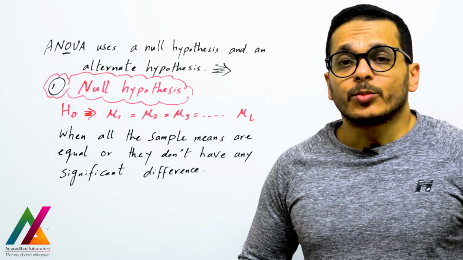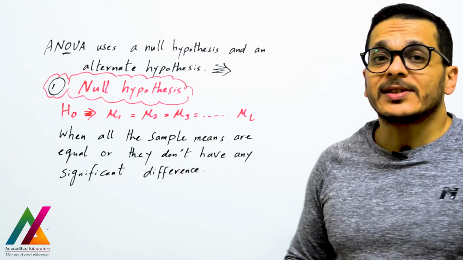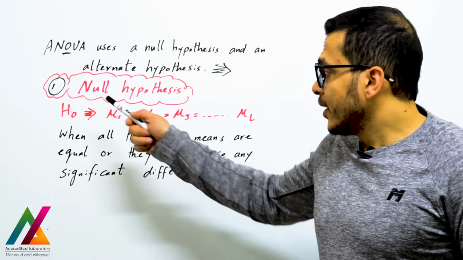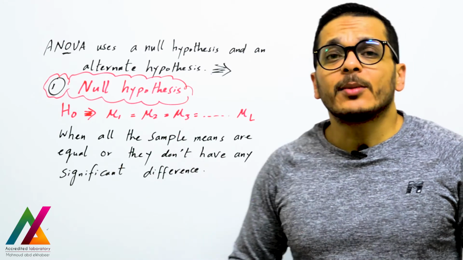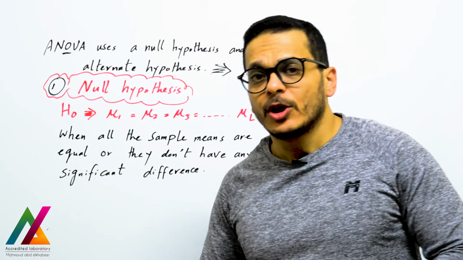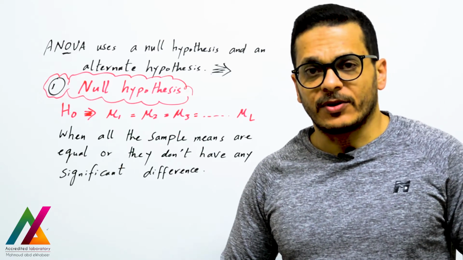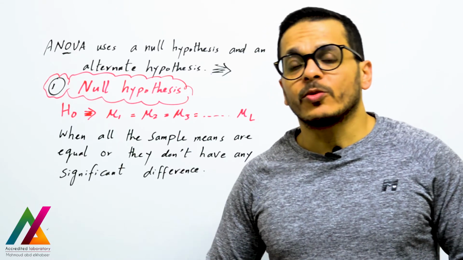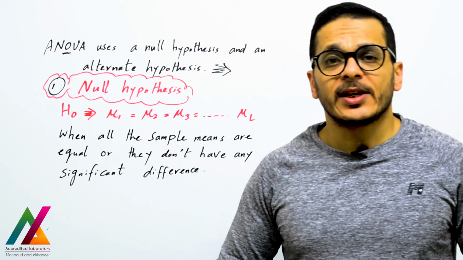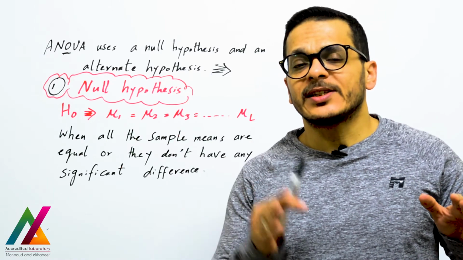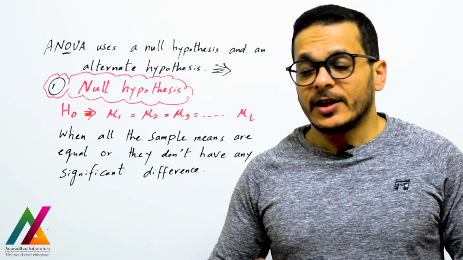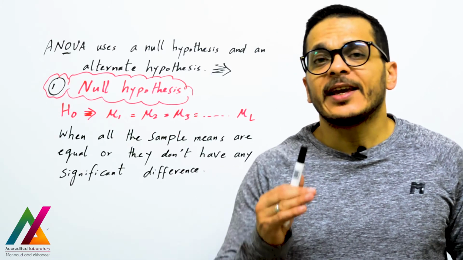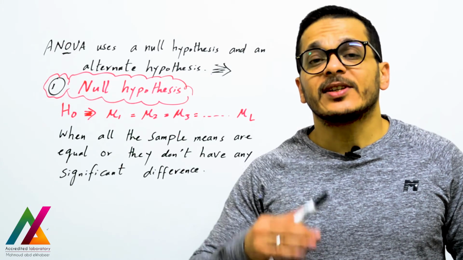And another very important point you should know about ANOVA, that ANOVA uses a null hypothesis and an alternate hypothesis. In null hypothesis, all the sample means are equal or they don't have any significant difference. If you want to compare between the means of more than 2 groups of samples or more than 2 populations, and you found that the means of these populations are the same, in this case you don't need to do any other test. You proved that they have the same effect and they have the same performance.